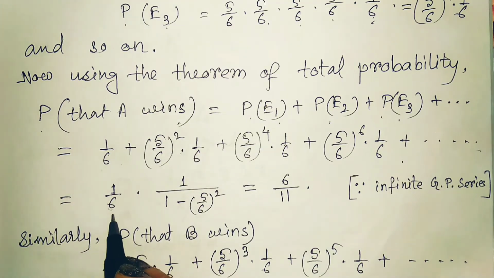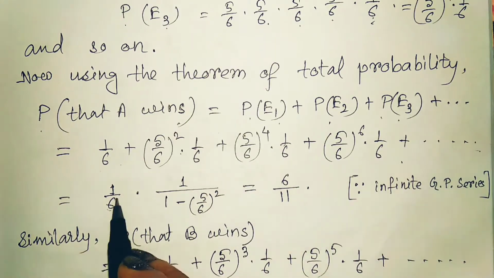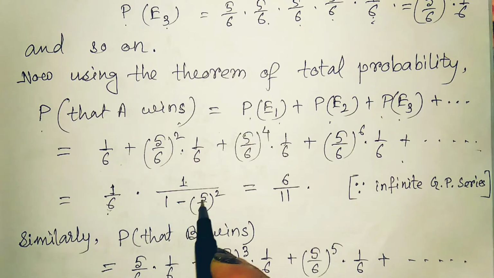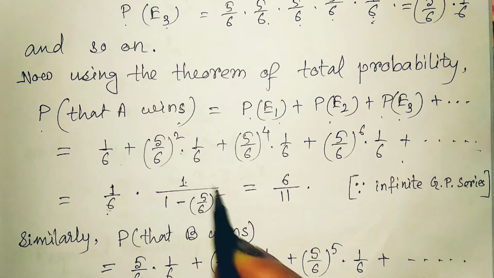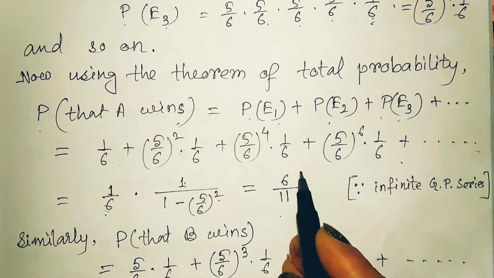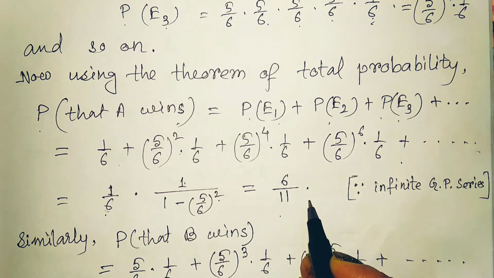So if we solve the infinite GP series, then 1 by 6 is the common term, then it is 1 divided by 1 minus (5 by 6) whole square. If we simplify, we will find it is 6 by 11. So this is the chance of winning of the player A.